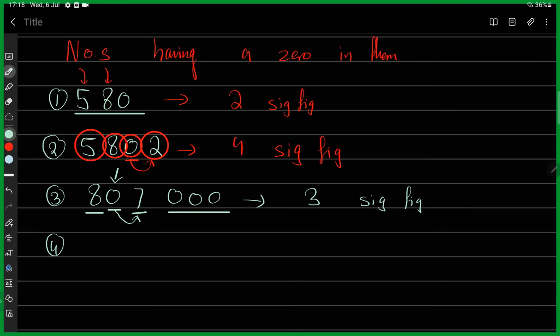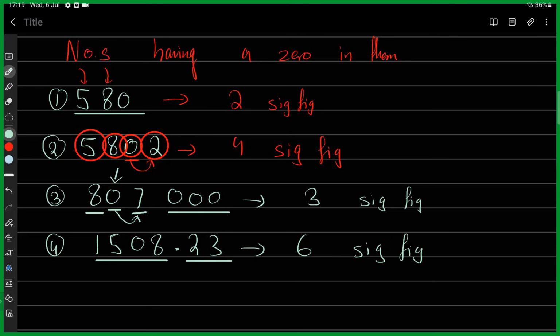Now let's say I have 1508.23. So how many significant figures? We have 4 and we have 2. So we have 6 significant figures. Okay, so now we are clear about the understanding of zero. If zero is coming at the end, that would not be considered as a significant figure. But if you have a non-zero number after that zero, it would certainly be considered as a significant figure. Okay. All right. One last thing that we need to understand.